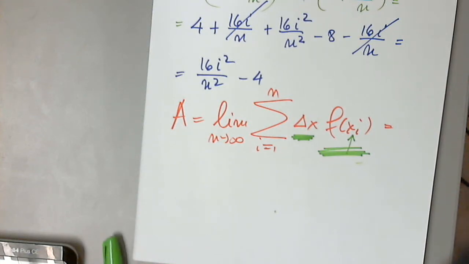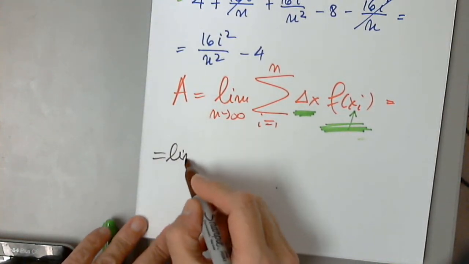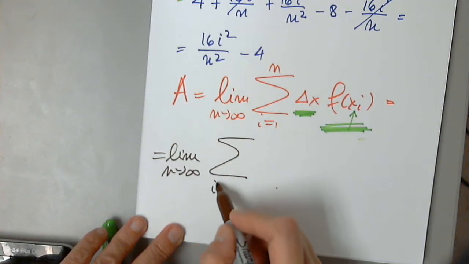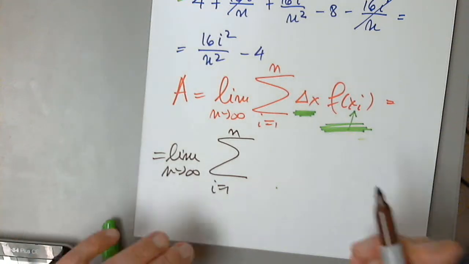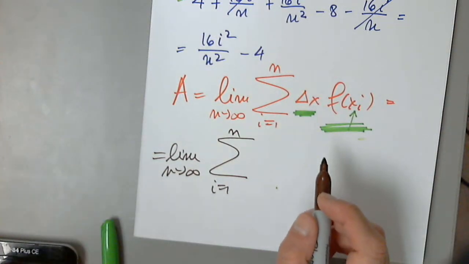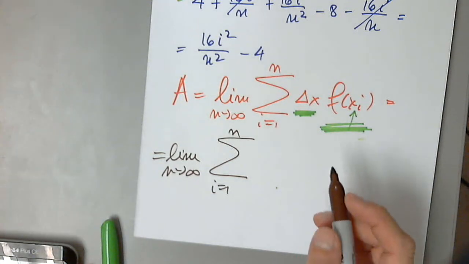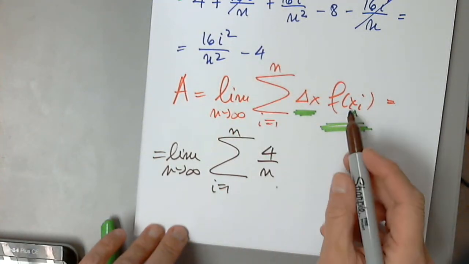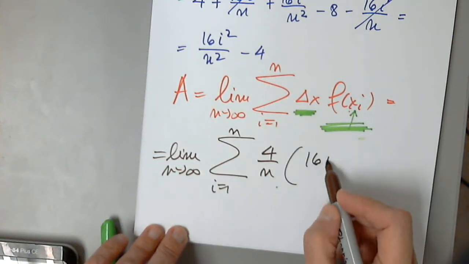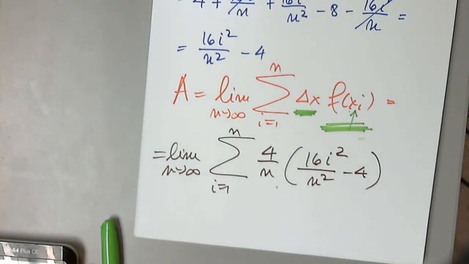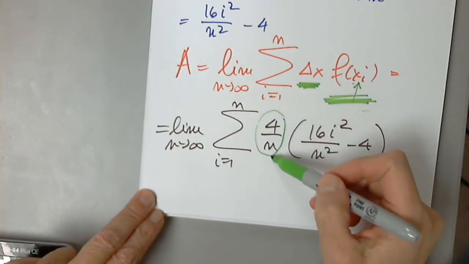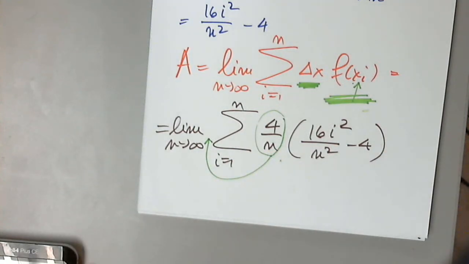Okay, so now we can put everything together. So we have the limit as n approaches infinity from the sum from i equals 1 through n, the sum of areas. Delta x was 4 over n. And here is multiplied by this, which is 16i squared over n squared minus 4. As we discussed a minute ago, this is a constant, it goes in front. It does not depend on i. It's that delta x that can be pulled out from each product.